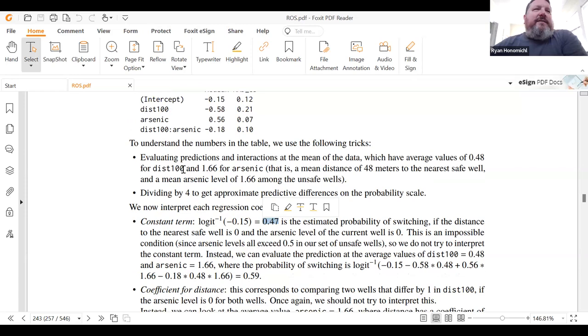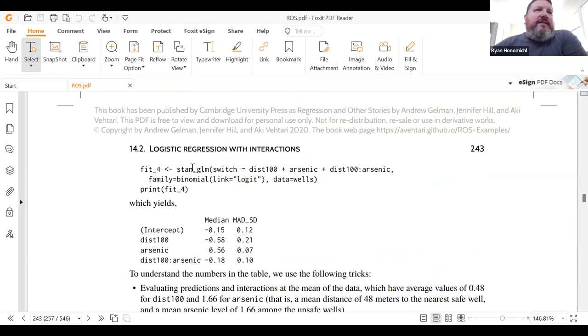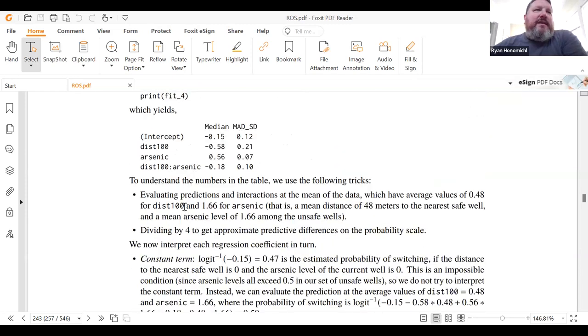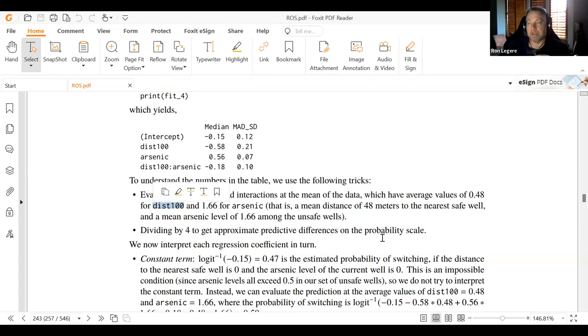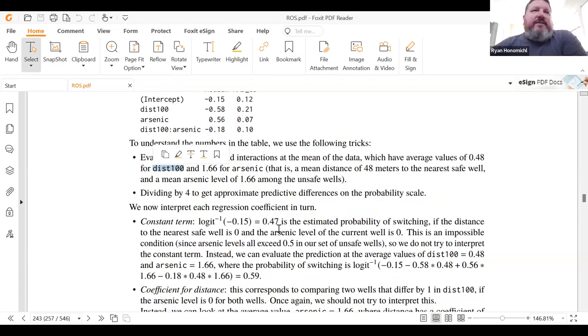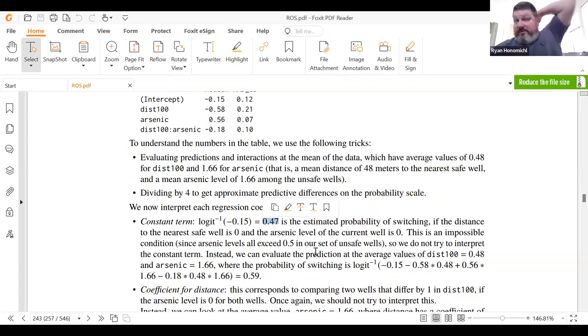So I guess maybe I'm wrong, but this distance 100, does that mean how far the distance is in meters or something like that? I know why, because he divided by 100. Right. Okay. So if we had mean centered both of those, that would mean that if the distance to the well was average, and the amount of arsenic in the current well is the average for the sample, then the probability of switching is 47%.